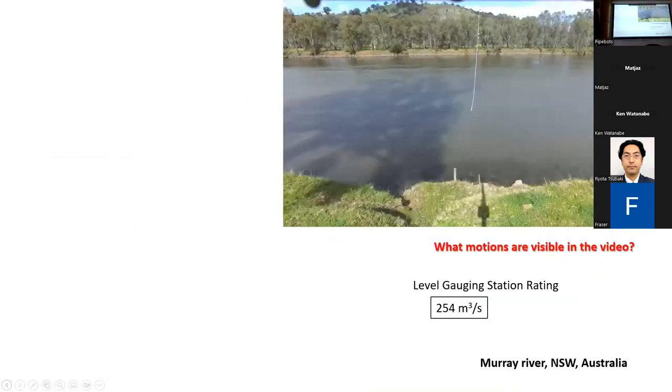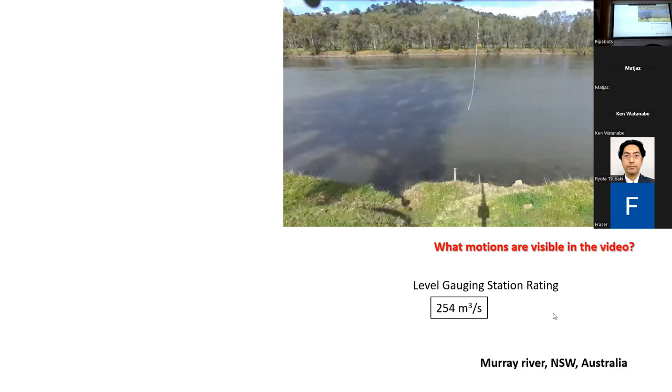I'll just explain a bit about how this all comes together. This is a quite topical river in Australia, quite an important one, the Murray River. If you look at the motions in this video, it would be pretty hard for us to just guess what the flow is. The level gauging station there, the government one, is estimating 254 meters cubed per second.